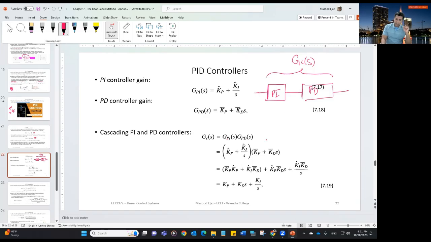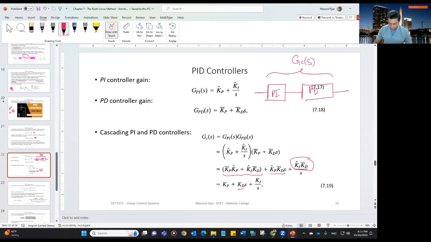As you can see, when we are in cascade, of course, we can multiply the transfer functions of each one of them. So we multiplied the transfer functions and collected the like terms: the constant term, the term with S, which represents the derivative, and the term with 1 over S, which represents the integral. In this case, this is the constant value, which is the gain KP. This is the S term, that will be KD, and then of course KI is going to be this term.